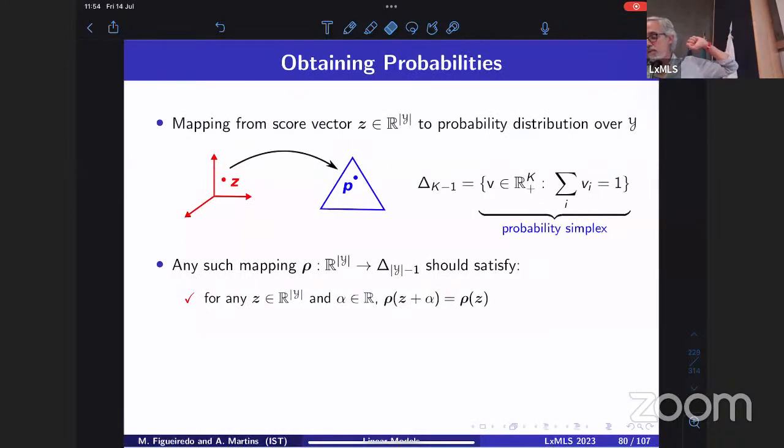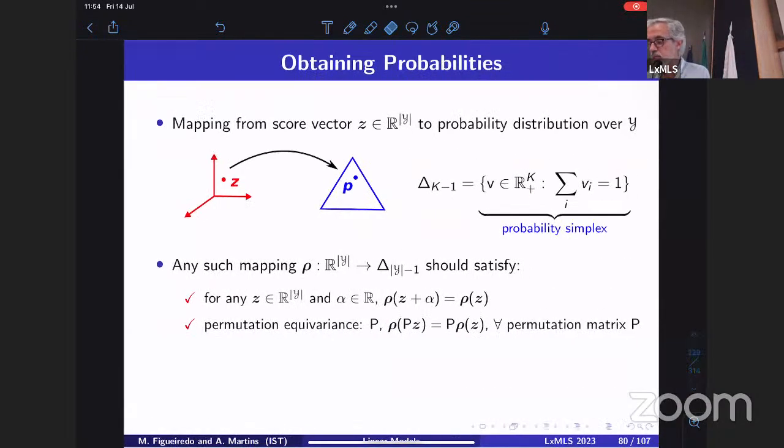The mappings that we want need to satisfy some conditions. I told you that we were going to look more carefully at what conditions this mapping needs to satisfy. The one we saw, and actually used, is that if I add a constant to all the z's, the mapping does not change. We saw this for the logistic because if I add alpha to all the exponents, it's the same as multiplying all the exponentials by exponential alpha. So when I normalize, it just goes away, okay?